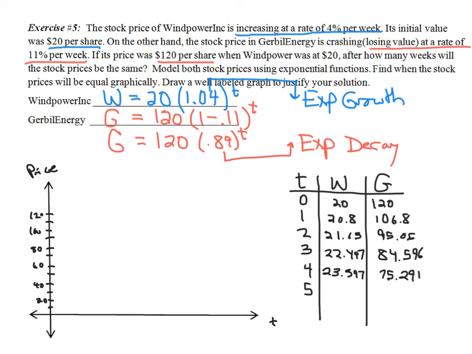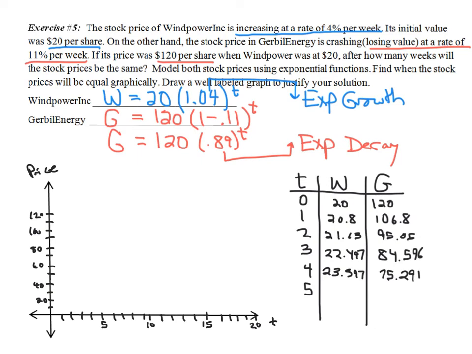Along the horizontal axis, I see that in my table of values, wind power is getting bigger, but pretty gradually. Gerbil energy is getting smaller a little bit quicker because its rate of decay is 11%, which is a pretty big number. So along my horizontal axis, I'm going to mark every 5, and see if I can find out where the two cross each other.